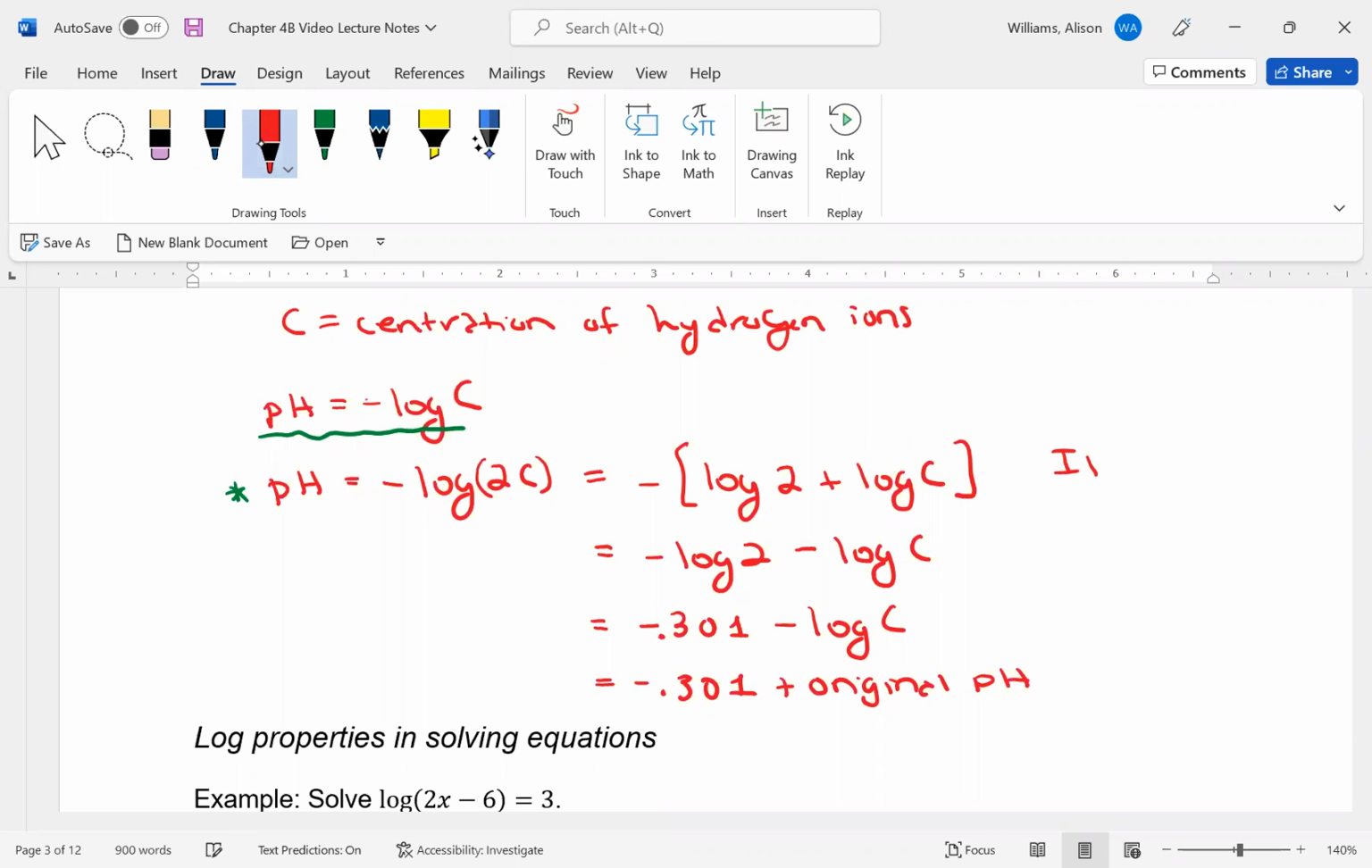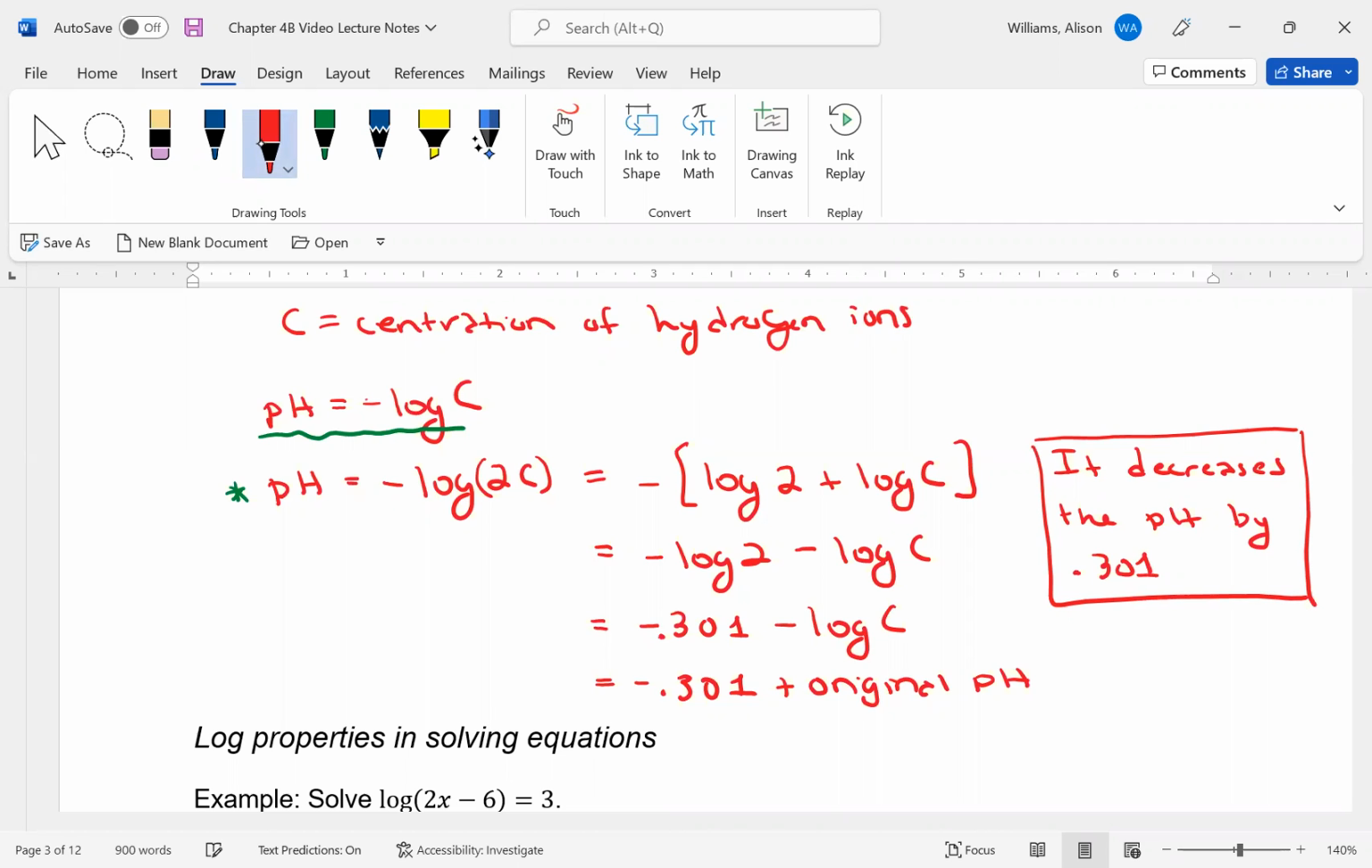So it subtracts the pH by, or let's say decreases. That's a better mathematical word, right? It sounds better. It decreases the pH by 0.301. And there you go. That's what happens when we double it. And in the next video, we'll go ahead and talk about using log properties to solve equations.